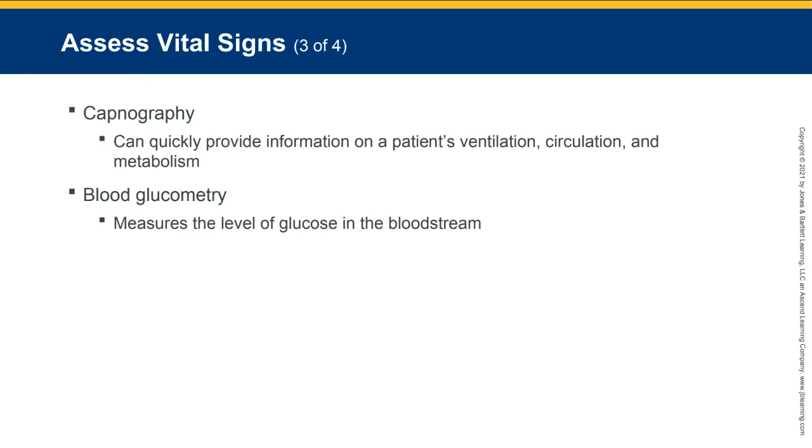What did I just say? The normal values for capnography, which measures the amount of CO2 that's coming out of the patient, is 35 to 45 millimeters of mercury. So you have different measuring tools. You have colorimetric end-tidal CO2, which gives a color change.